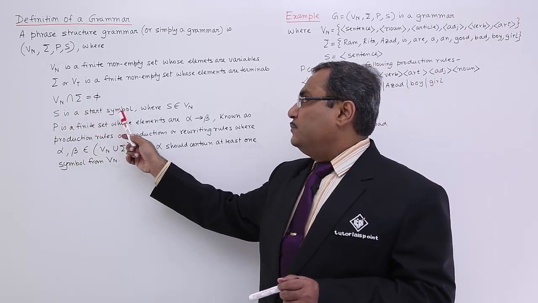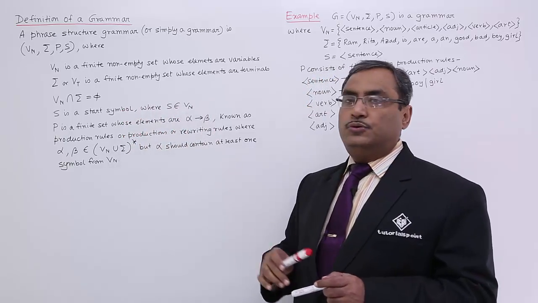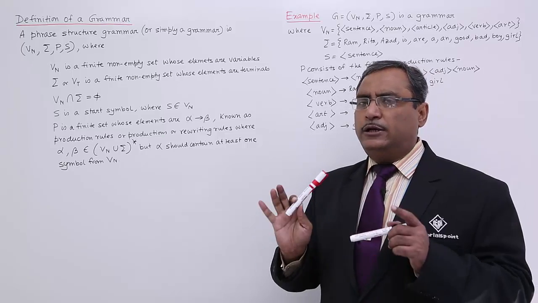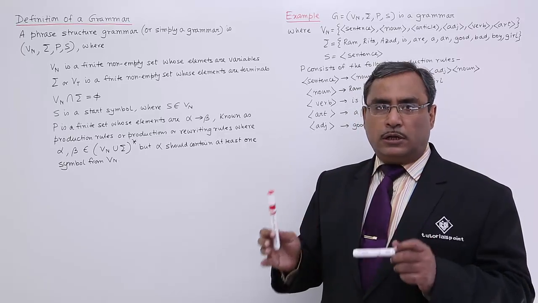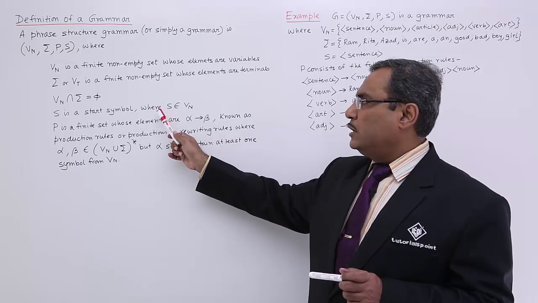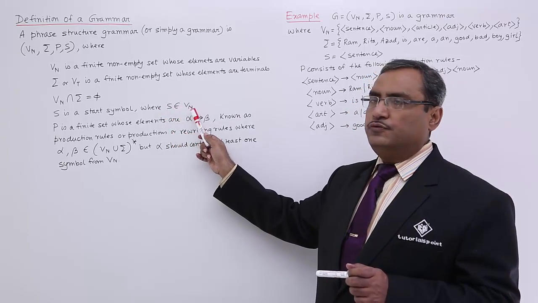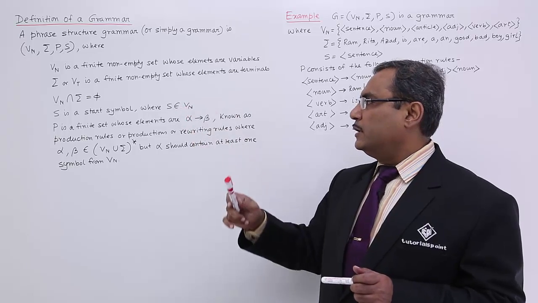S is a start symbol, where S belongs to Vn. So, S is the start symbol, a special kind of symbol. Symbol means non-terminal, a special kind of non-terminal, that is the start symbol, and here S belongs to Vn. As I told you, it is a non-terminal.